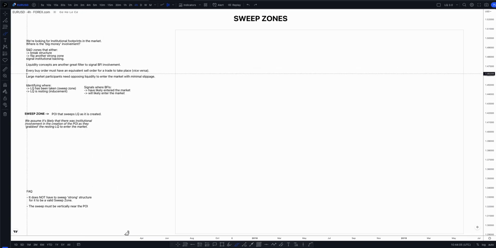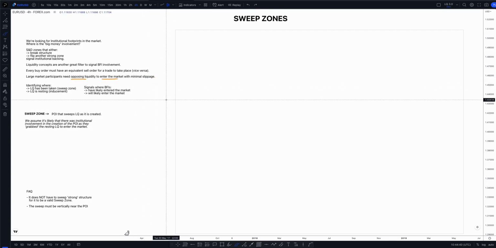Now, taking a step back to what we talked about in the theory lesson, every buy order must have an equivalent sell order for a trade to take place. Like I said, if you need to buy 10 apples at $2, you need someone selling that minimum amount of apples. Someone needs to be selling at least 10 apples for $2, otherwise there can be no trade taking place. So if you're a large market participant, you're going to need the equal and opposing liquidity to enter the market with minimal slippage.